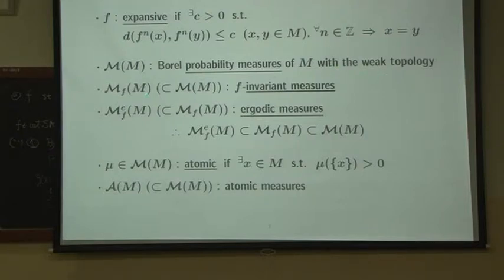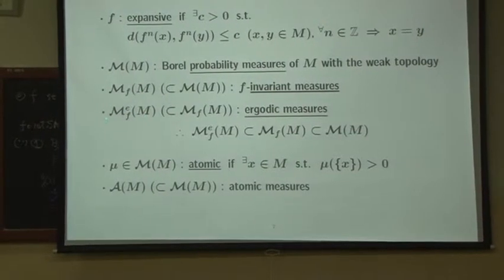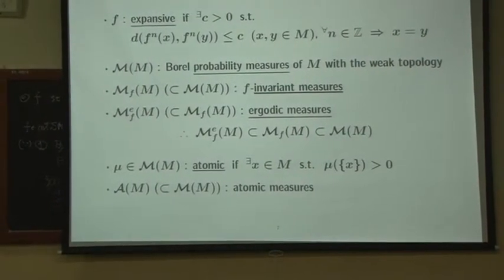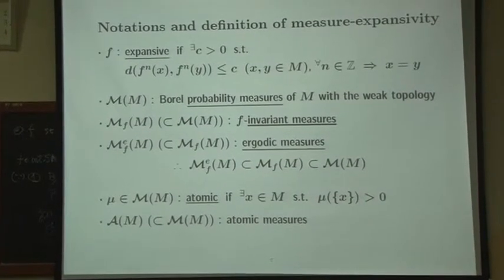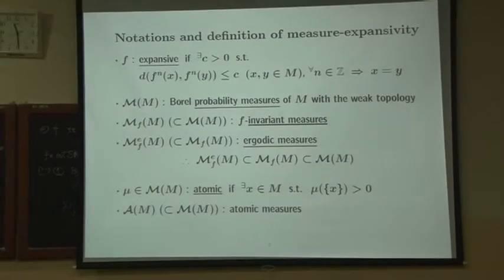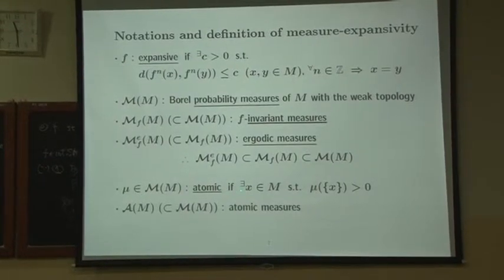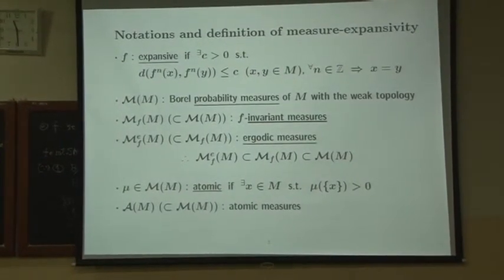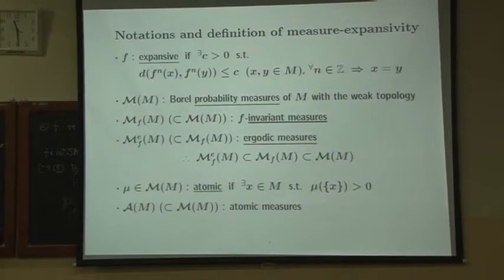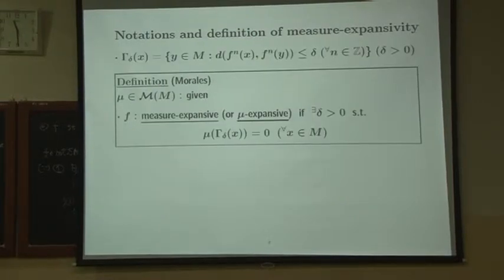This is the invariant one. This is our ergodic one. Of course, these sets are getting smaller and smaller. We say that mu is atomic if there exists a point whose mass is positive. These are the sets of all atomic measures. This set is an intersection of the usual stable set and the unstable set.